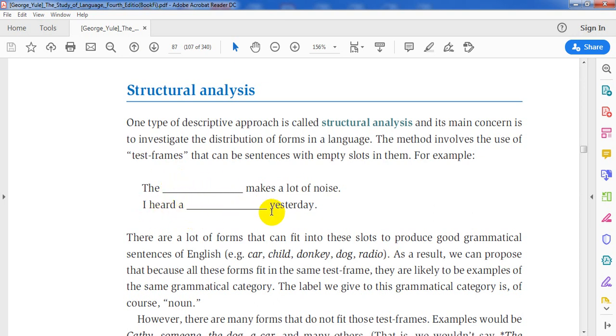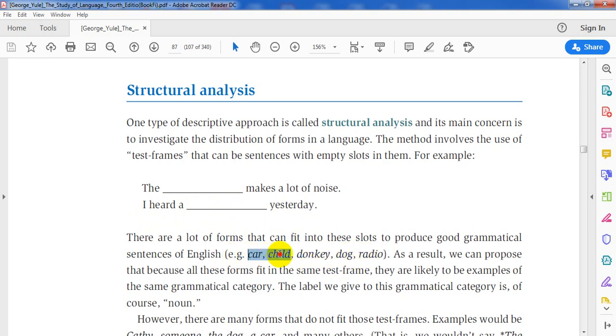I heard a blank yesterday. So for example, in those two blanks, I can fill them with car. So I can say the car makes a lot of noise. The child makes a lot of noise. The donkey makes a lot of noise. The dog makes a lot of noise. The radio makes a lot of noise. And the same thing applies to the second sentence. I heard a car yesterday. I heard a child yesterday. I heard a donkey yesterday. I heard a dog yesterday, and I heard a radio yesterday.